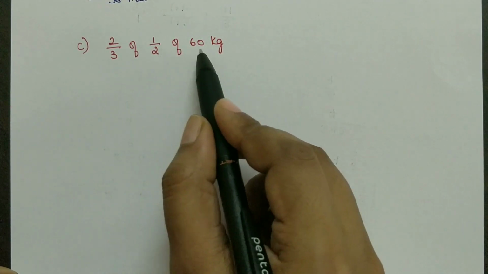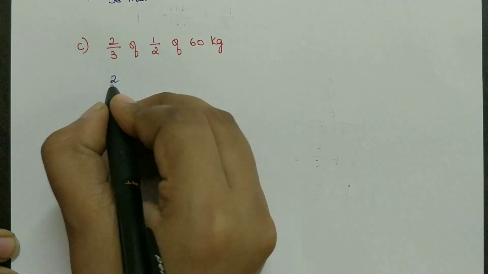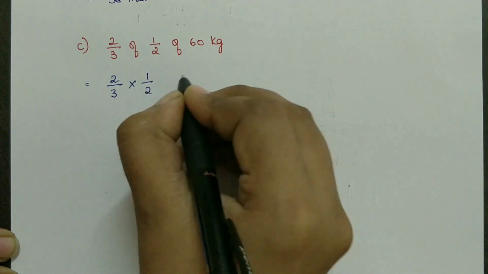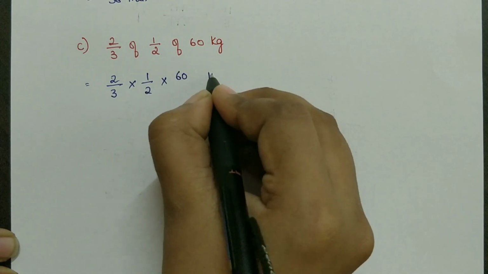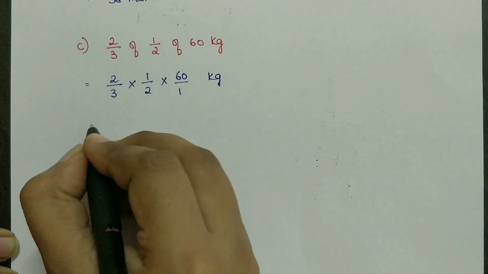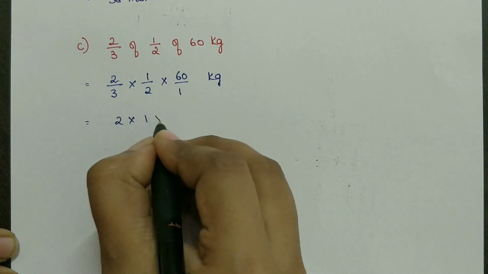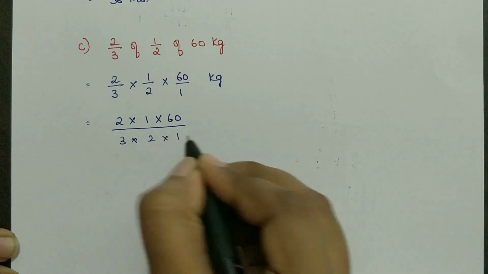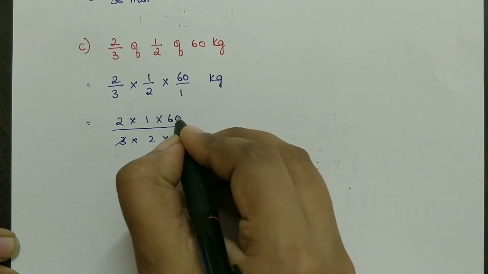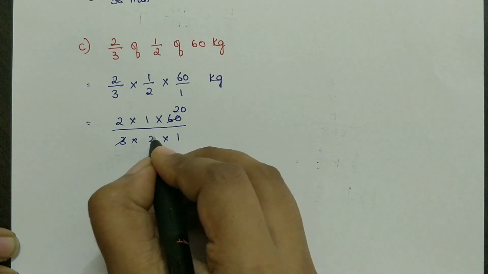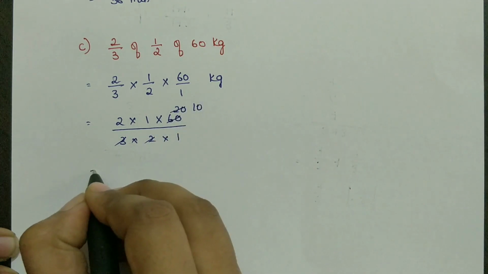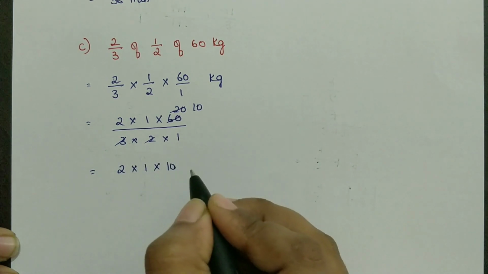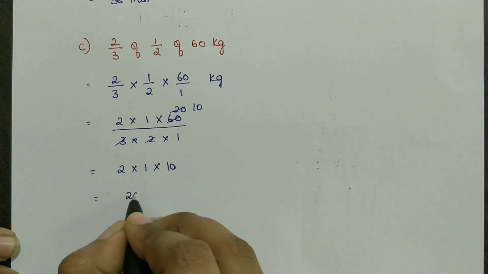2 by 3 of half of 60 kgs. It is equal to 2 by 3 into 1 by 2 into 60 kgs. 2 into 1 into 60 by 3 into 2 into 1. 3 goes 20 times, 2 goes 10 times. Therefore in the numerator 2 into 1 into 10 equals 20 kgs.